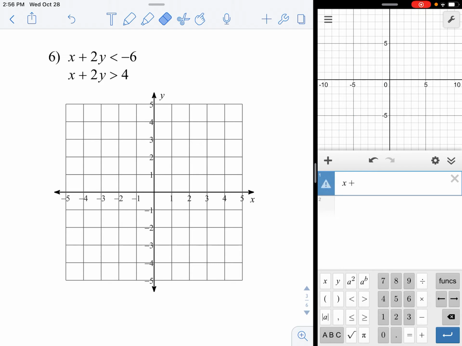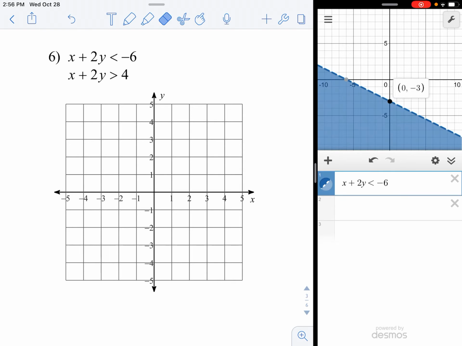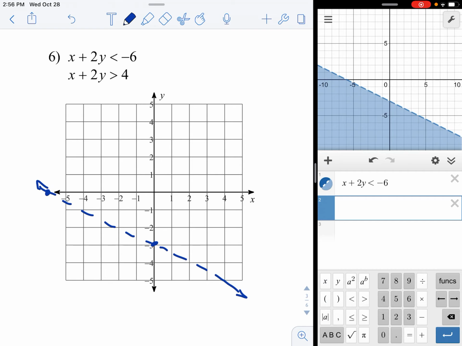x plus 2y is less than negative 6. You know what, I'm going to go ahead and graph that. So 0, negative 3. Negative 6, 0 is over there, sort of. A dotted line like that. I'm not going to shade it yet. Wait till I get the other one in there.